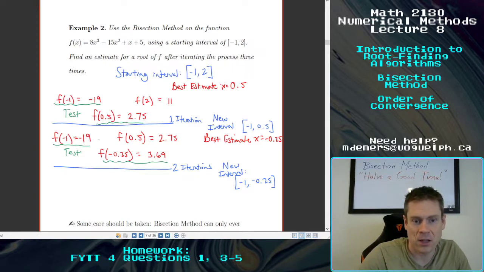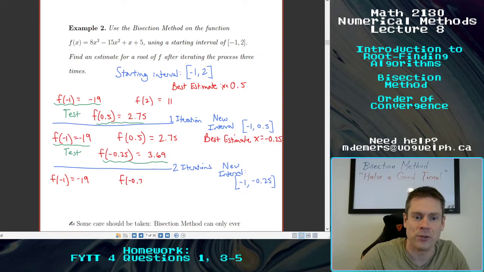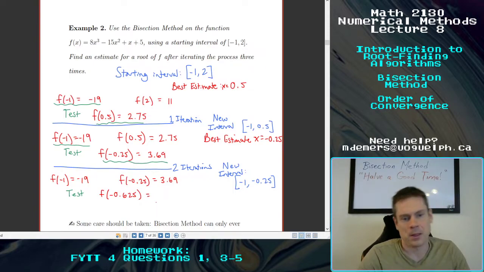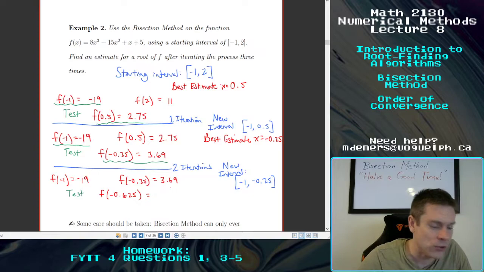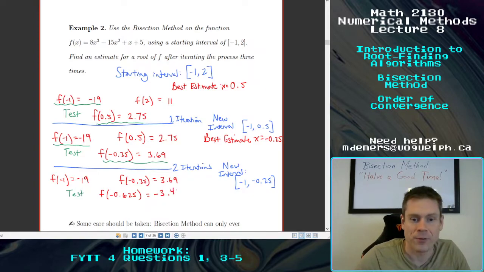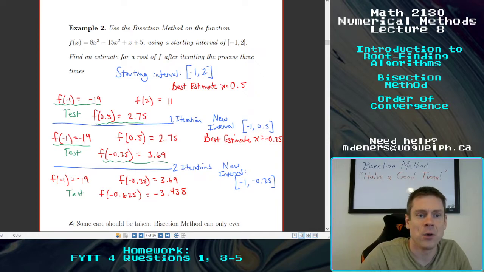We're going to have f of -1 still, and f of -0.25. And we're going to test the midpoint of those two. If you work out the midpoint, I think it's -0.625. So f of -0.625 works out to be -3.438 or so. With all of these, don't worry too much about precision on each step.